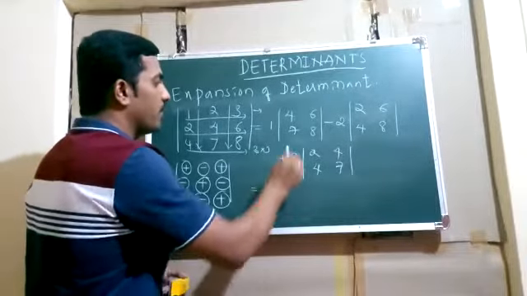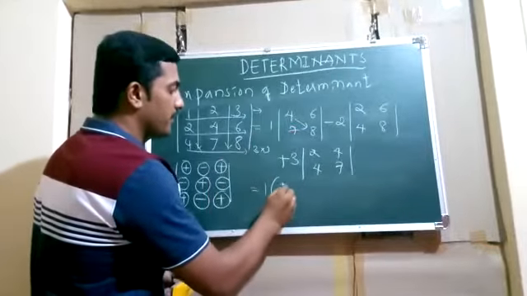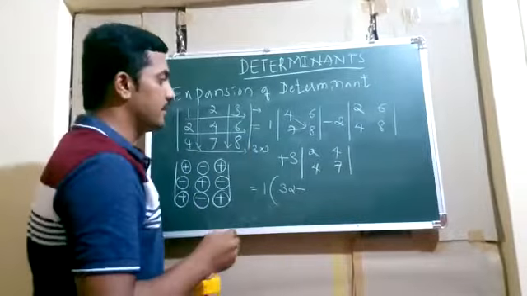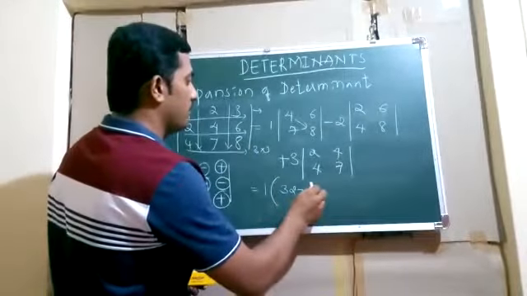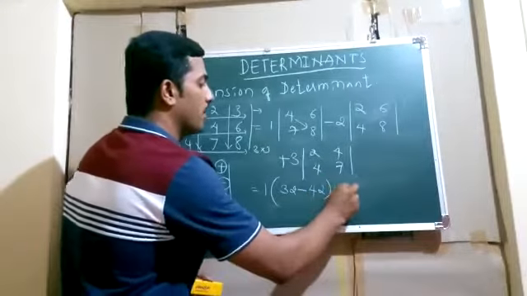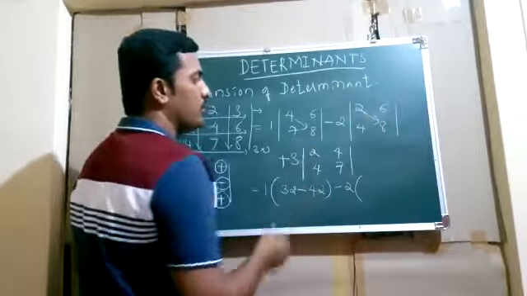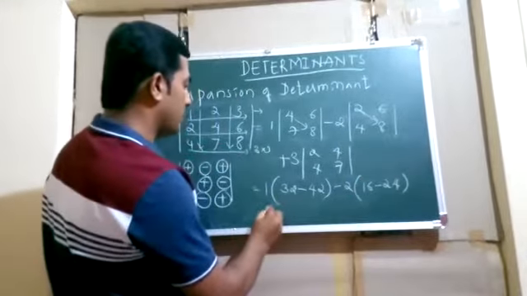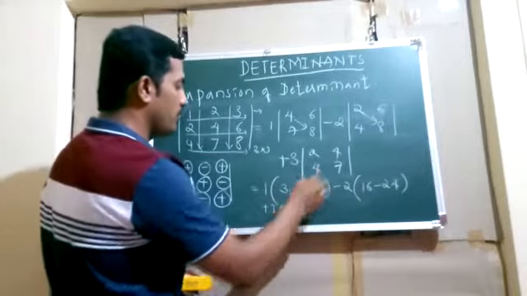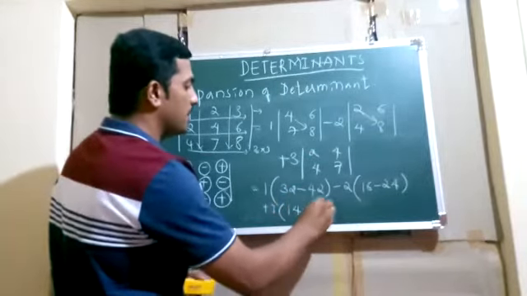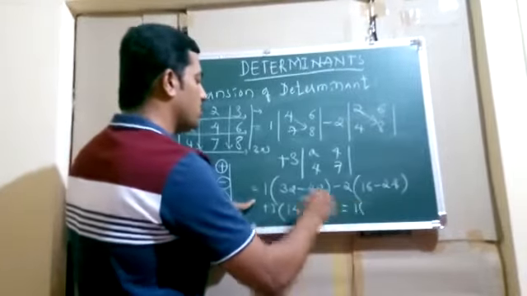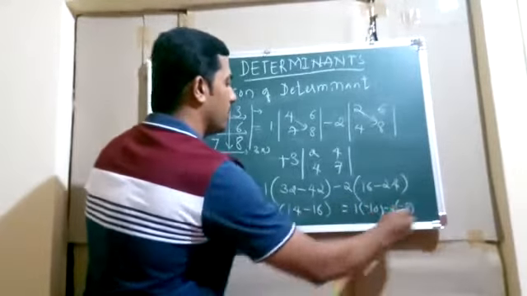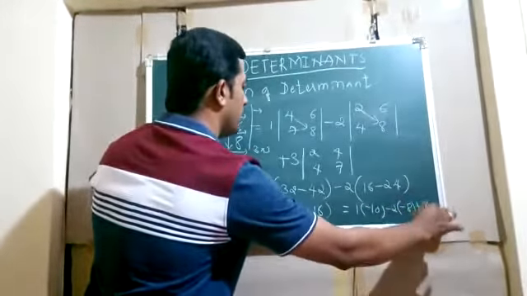So 1 here, diagonal elements: 4 8s are 32, minus 7 6s are 42, which is minus 10. Minus 2 outside: 2 into 8 is 16, minus 4 into 6 is 24, so minus 8. Then the last, plus 3 here: 2 into 7 is 14, minus 14 is 0... just expand. 1 into minus 10, minus 2 into minus 8, then plus 3 into minus 2.